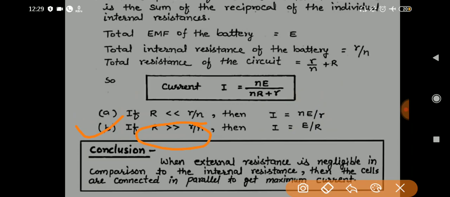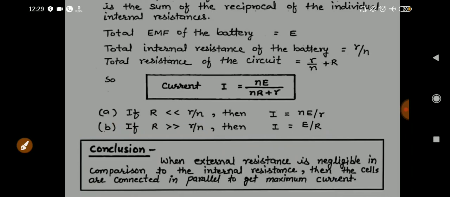And in the second case, if external resistance is very much greater than total internal resistance, that is r by N, then we can neglect internal resistance, that is small r, and we get I is equal to E by R. From this expression we conclude that when external resistance is negligible in comparison to the internal resistance, then the cells are connected in parallel combination to get maximum current in the circuit.